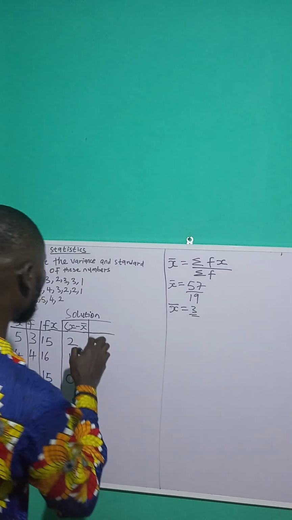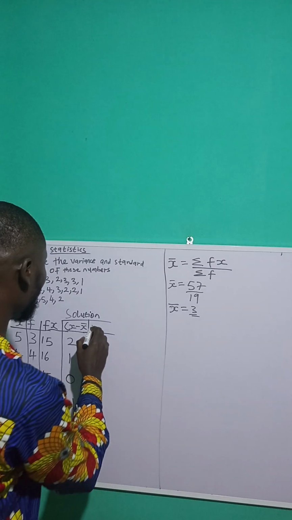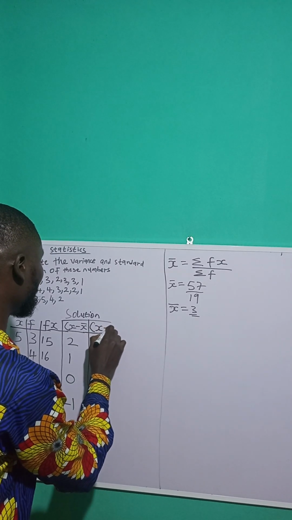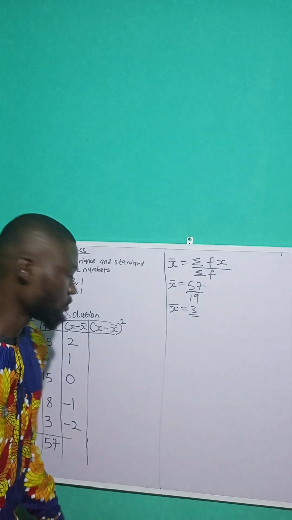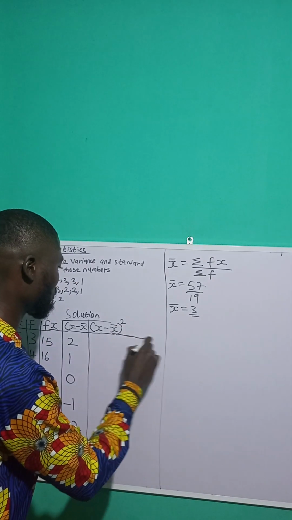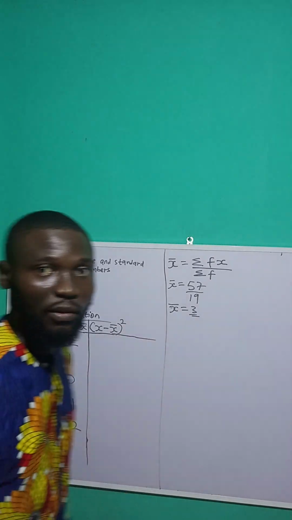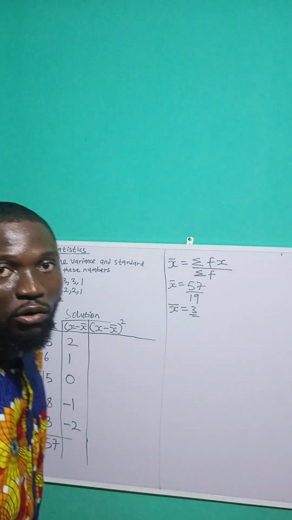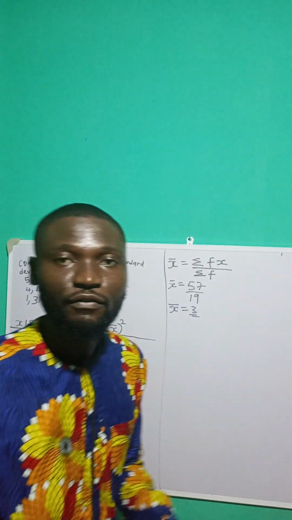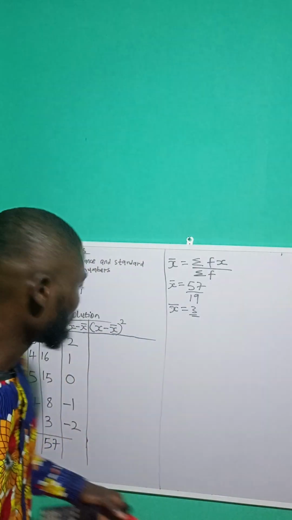We'll draw another line. We'll now come to this side and open another bracket and write x minus x bar raised to power 2. This simply means that all the numbers here, we'll raise them to the power of 2. And a number raised to power 2 is that number multiplied by itself.